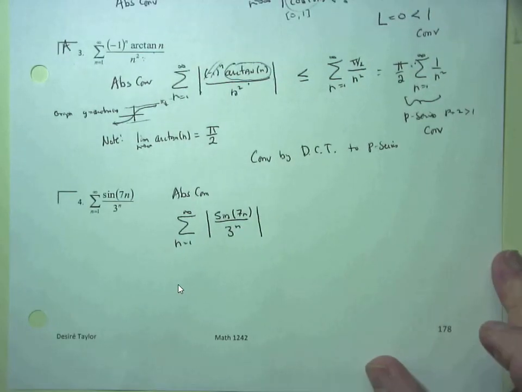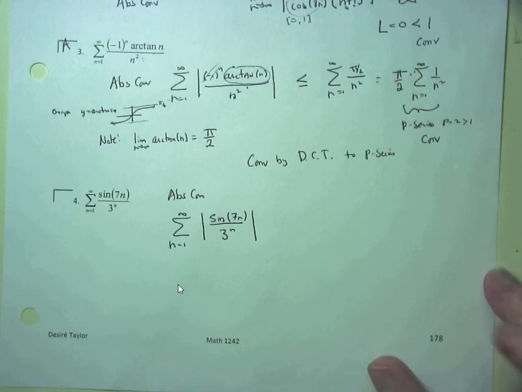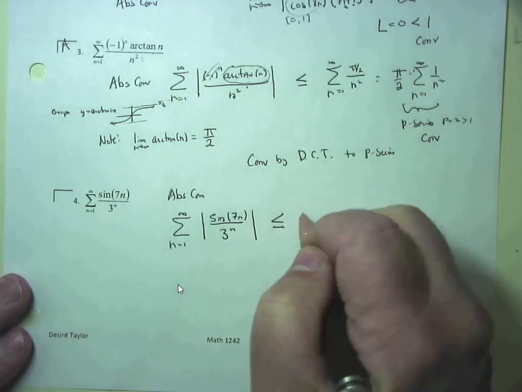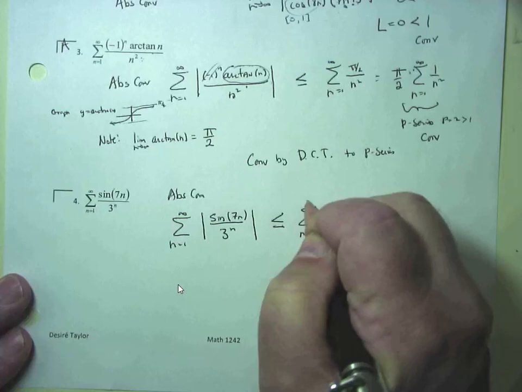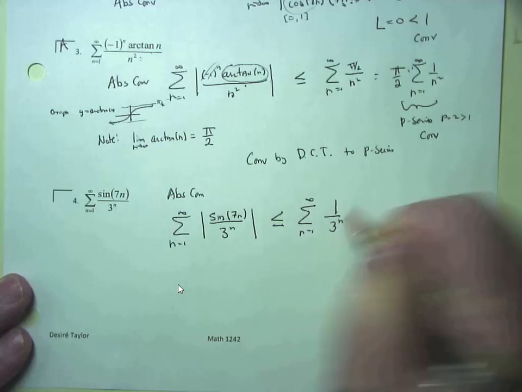Okay? And so now, here we go. Sine bounces between -1 and 1. Absolute value of it is going to bounce between 0 and 1 because you can get rid of the negatives. So it bounces between 0 and 1 because it's got to be positive. So what's the biggest this thing is ever going to get? What's the biggest sine ever gets? I don't care what the angle is. 1. So this is going to be less than or equal to the sum as n goes from 1 to infinity of 1 over 3 to the n.